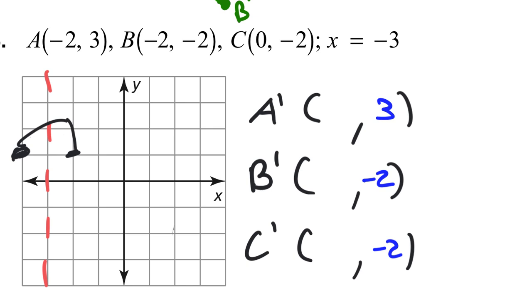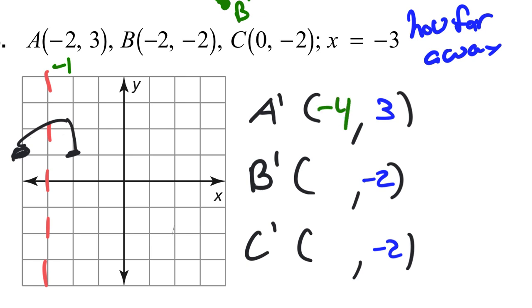Now for my x values, it's based on how far away I am from that line of reflection. So if I look at -2, how far away is -2 from -3? If I want to go from -2 to -3, I have to subtract 1, which means I need to subtract 1 more, which would give me -4. If I'm at -2 and I want to go to -3, I subtract 1. So if I subtract 1 again, I get to -4.